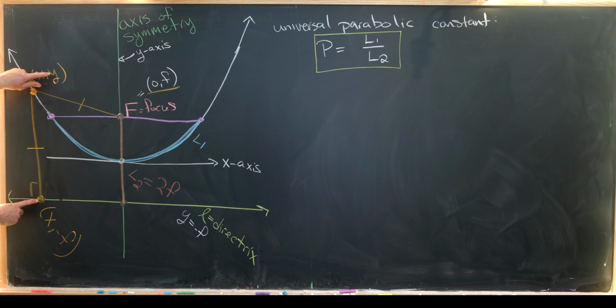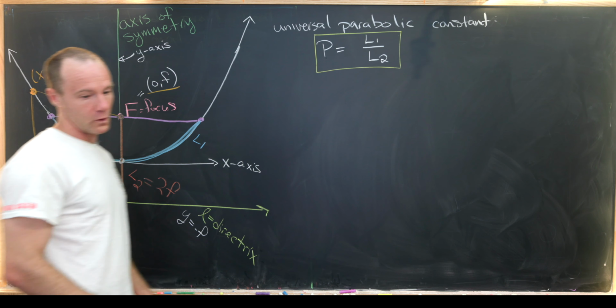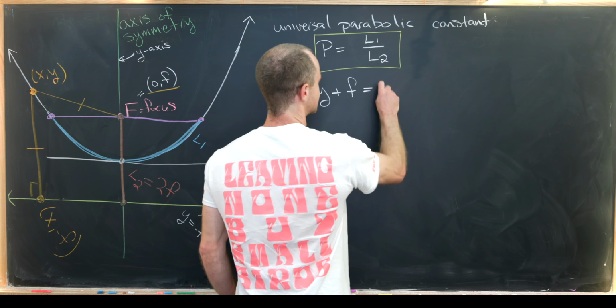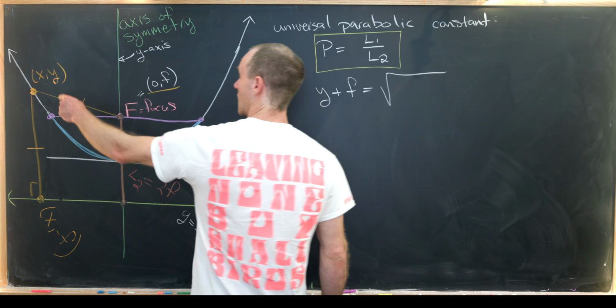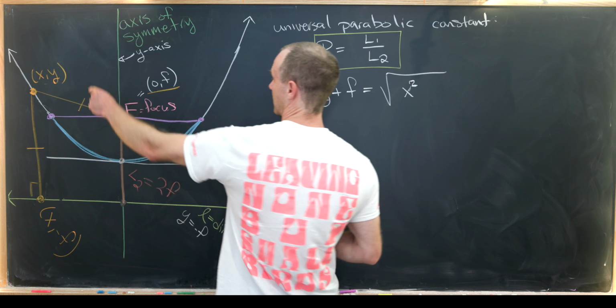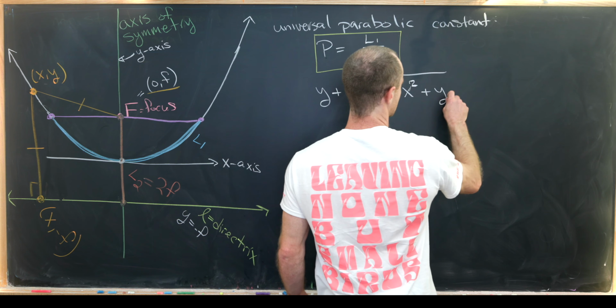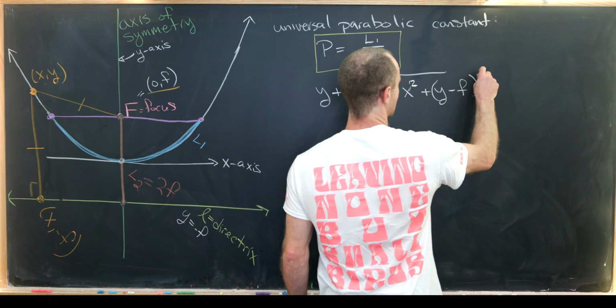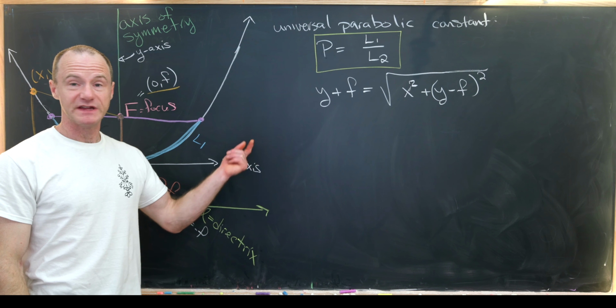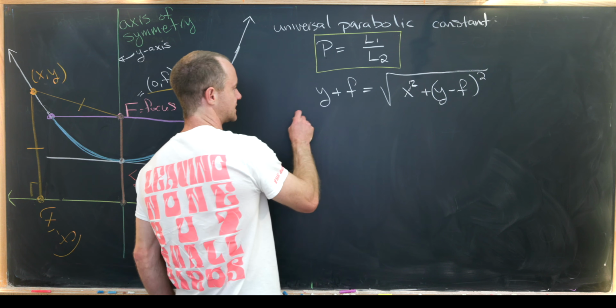So let's see, that's going to be y minus negative f, or y plus f. So we have y plus f is equal to the square root of the distance in the x part, which is just x squared, and the distance in the y part, so that's going to be plus (y minus f) squared. So we're left with something like that. Now we can square that and solve for y, so let's do that.